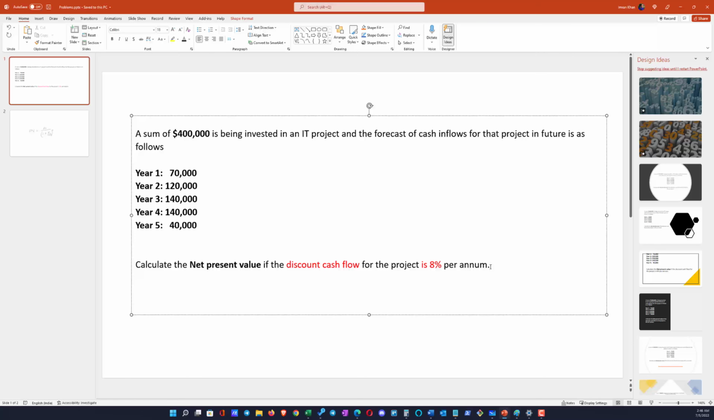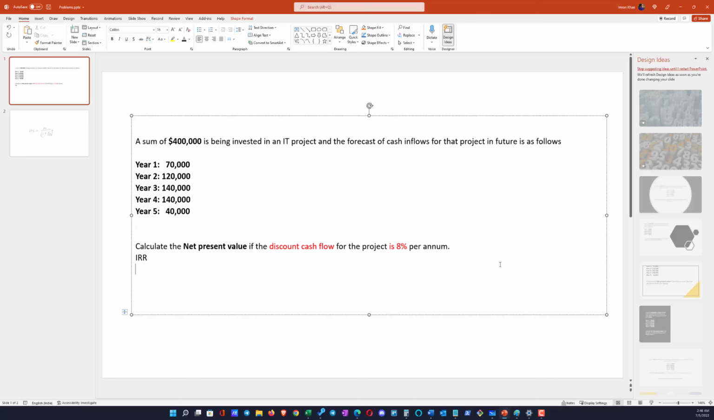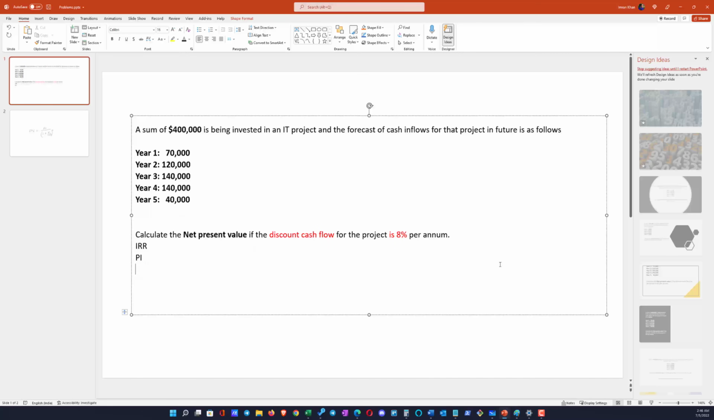So they're asking us to compute net present value. We'll also compute internal rate of return for the same problem. We're also going to compute profitability index for the same problem, and we're also going to do payback period for the same problem. So just keep this in mind.